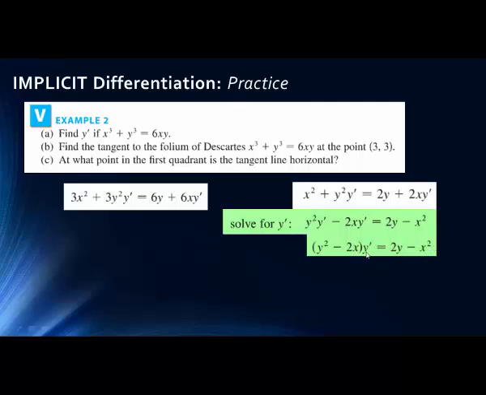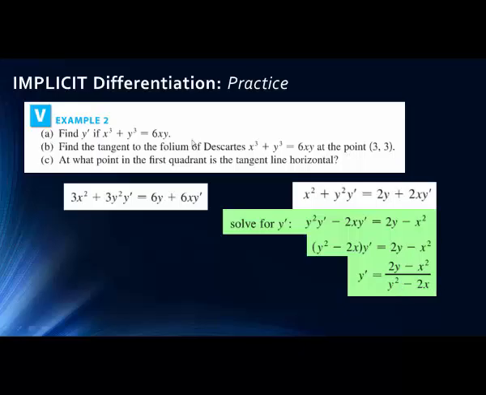Well, now it's simple to solve for y prime. I simply divide by the expression in the parentheses. So y prime equals (2y minus x squared) over (y squared minus 2x). And this is our answer to A.